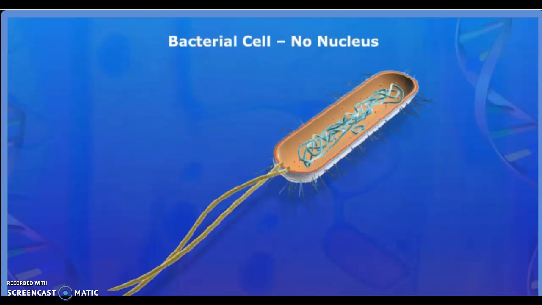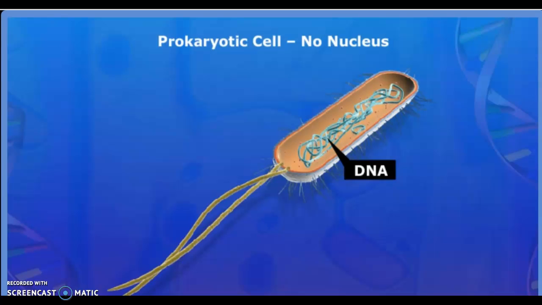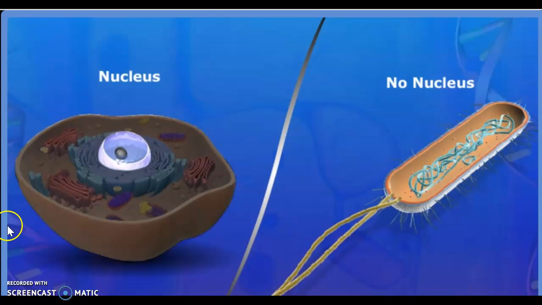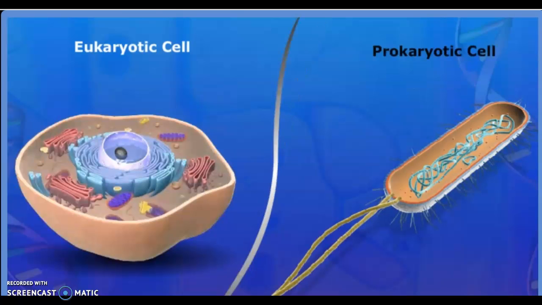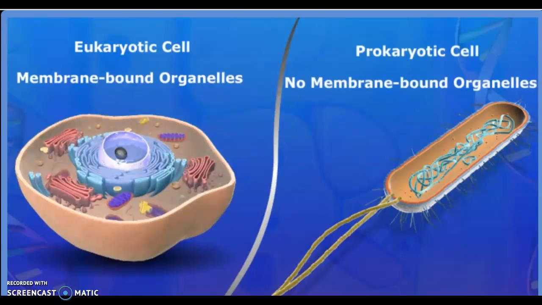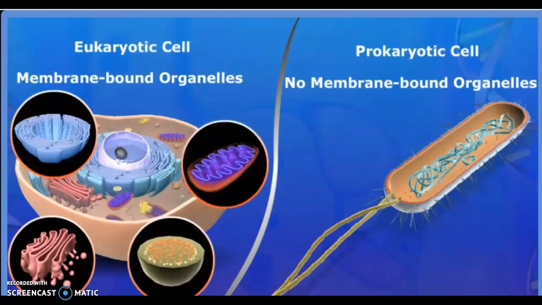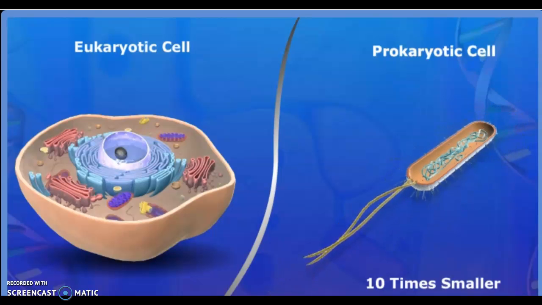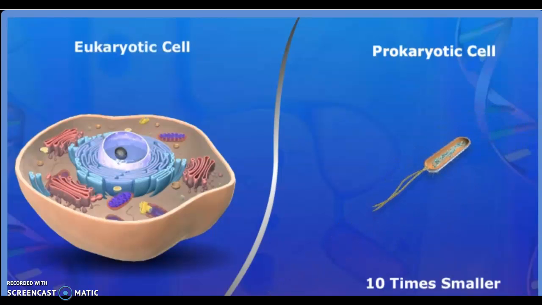Cells that don't have a nucleus are called prokaryotic cells. These cells also have DNA, but it lies free in the cytoplasm in a region called the nucleoid region. That is an obvious difference between a eukaryotic and a prokaryotic cell, but there are other differences as well. Prokaryotic cells don't have membrane-bound organelles like eukaryotic cells. Prokaryotic cells are also usually around 10 times smaller than eukaryotic cells.